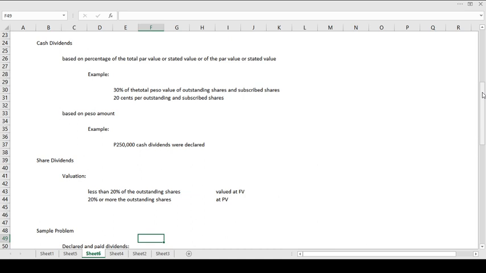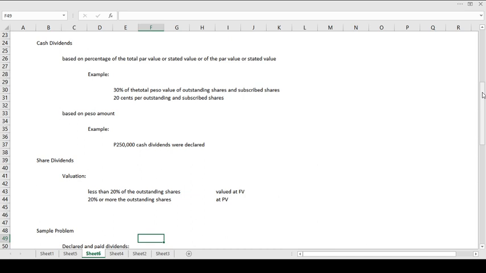Kasi small, fair value. If it is a large dividends, okay, pag sinasabing large dividends, that is 20% and above. For example, 25% of the outstanding shares were issued as dividends. So from the 100,000 outstanding shares multiplied by 25%, that is 25,000 shares, you need to value or to measure that dividends at par value.